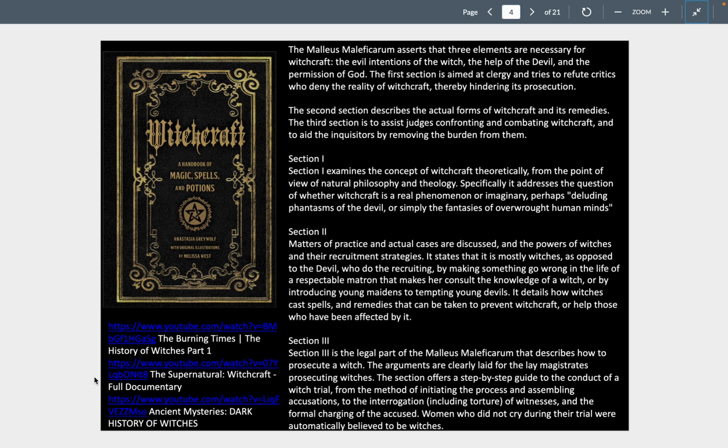Section 1 is examining witchcraft theoretically from the point of view of natural philosophy and theology. Remember, we were looking at natural philosophy coming from the Greeks. That's where we were getting atomic theory, we were getting Pythagoras' mathematical theories and the theories on balance, and then also the nature of, well, what is the universe? Is the universe stable or is it chaotic? Also, Section 1 addresses the question whether witchcraft is a real phenomenon or imaginary, or the deluding phantasms of the devil, or simply the fantasies of overwrought human minds.